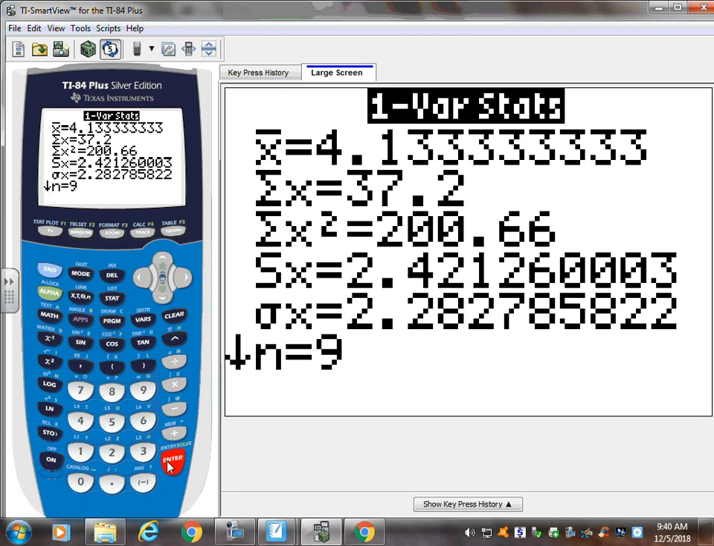All right, now let's go over again what each of these answers up here represent. X bar is mean, that's your average. This is the sum of the x's. So you know how you add them up and divide by how many numbers you've got? This is the sum that it added up. This here, the sum of x squared, is something it uses to do a calculation for these. And so it puts that down, but we don't ever use that part.